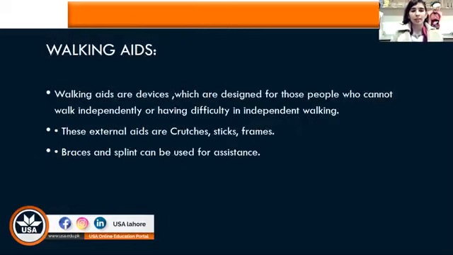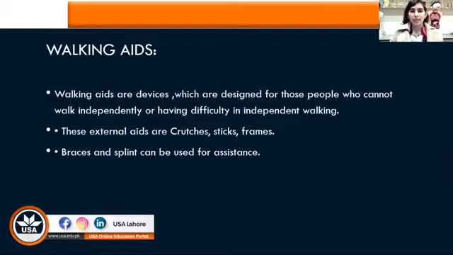Let us see what walking aids are. So, walking aids are devices which are designed for those people who cannot walk independently and are having difficulty in independent walking. Those external aids are crutches, sticks, and frames. So there can be three types of walking aids that can be provided to the patients who are not independent in their walking, and we want them to go independent in their daily livings.